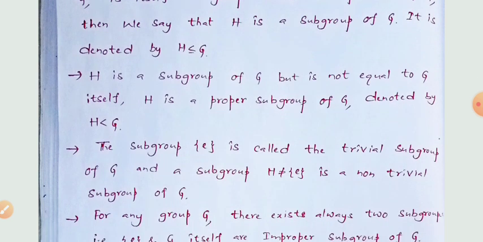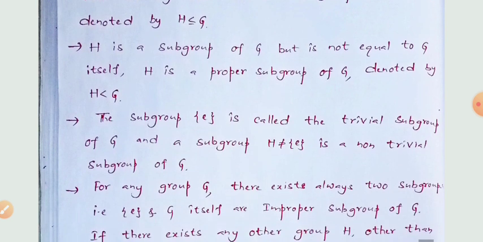H is a subgroup of G, but is not equal to G itself. Then H is called a proper subgroup of G, denoted by H ⊂ G. Here H is a group, H is a subgroup, but H is not equal to G. Here H must not be equal to G.